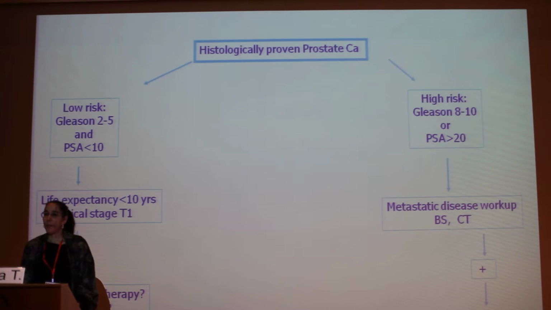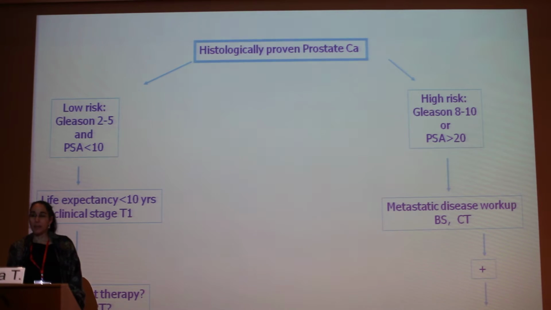On the other end are the patients with high clinical risk, which is Gleason between 8 to 10 and a very elevated PSA above 20. And in these patients, you will begin with metastatic disease workup because the chances of finding metastasis are higher in these patients. Of course, if this comes up positive with a bone scan or a CT, then you don't need the MRI because the patient is not going to get local or focal therapy.